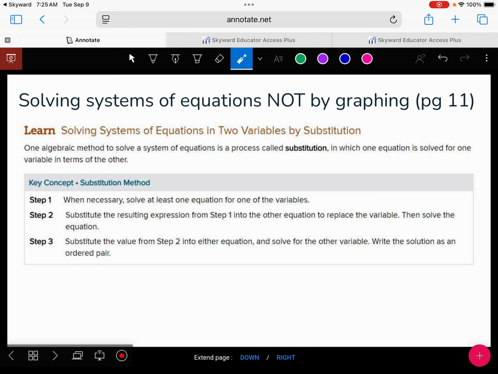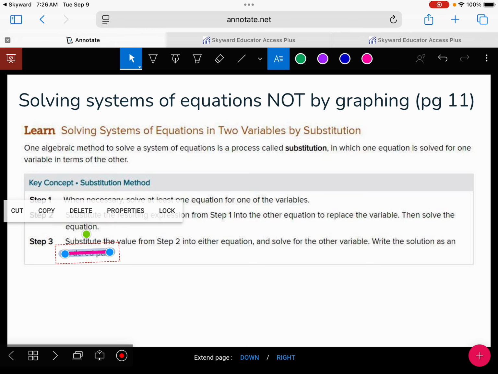So our first step is going to be, if we need to solve an equation for one variable, meaning I need an x equals or a y equals, either one's fine. Then we're going to substitute into the other equation, and then we're going to solve to get our point. Just like with the graphs, our solution needs to be a point, an ordered pair, x and y. So we will get an x equals, and then we will have to substitute back in to find our y equals. So we need to have both. Our solution has to be an ordered pair.